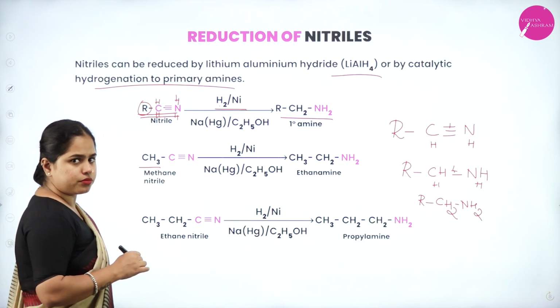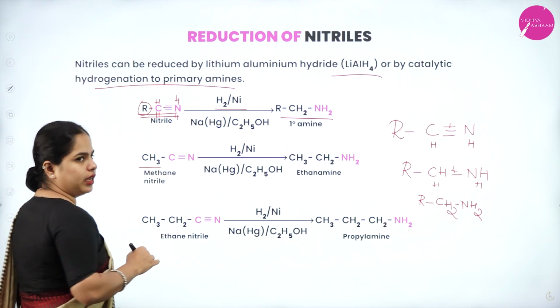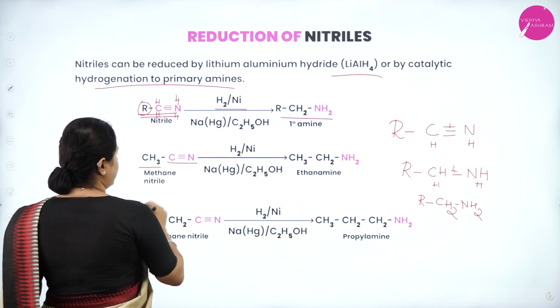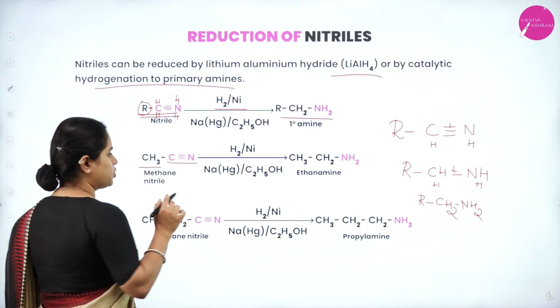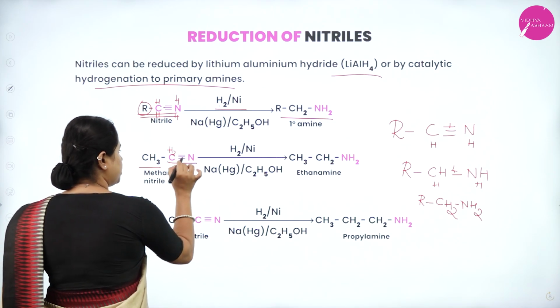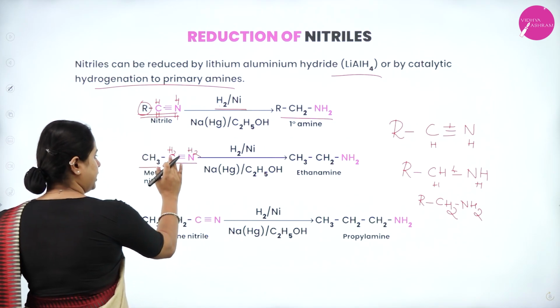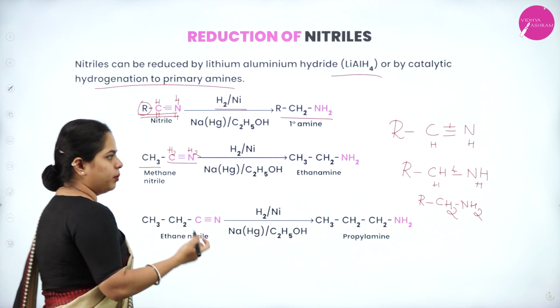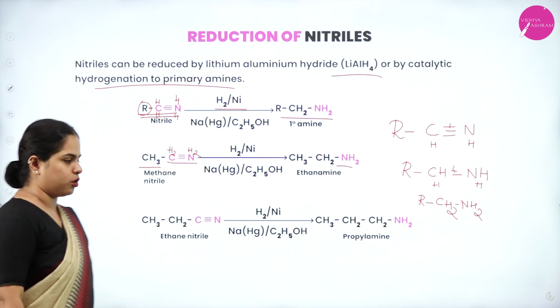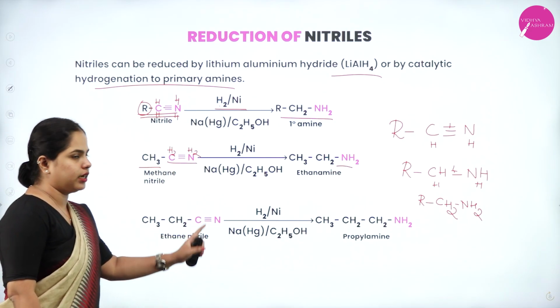So you can see CH3, it is methane nitrile because methyl group is present here. C triple bond N. So what is going to happen again? Hydrogenation is going to happen here. So we are adding 2 hydrogen here, 2 hydrogen here. So you'll get CH3, CH2, NH2, and this triple bond will become a single bond. Ethanamine is obtained. Now you have CH3, CH2, C triple bond N.